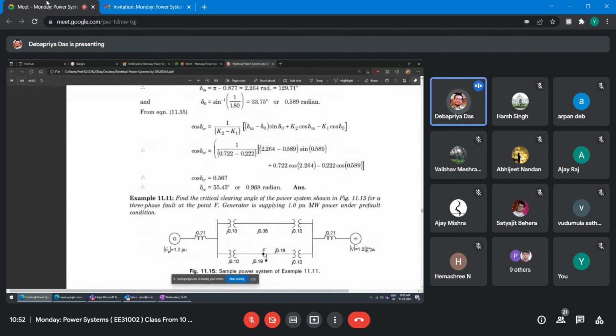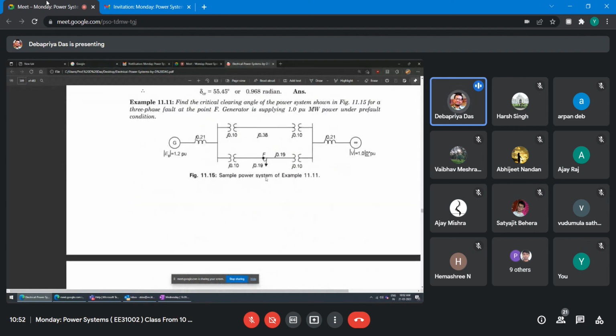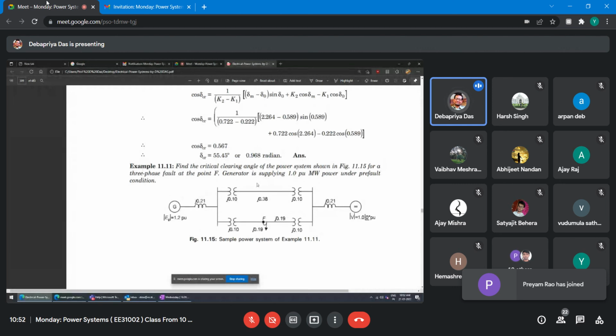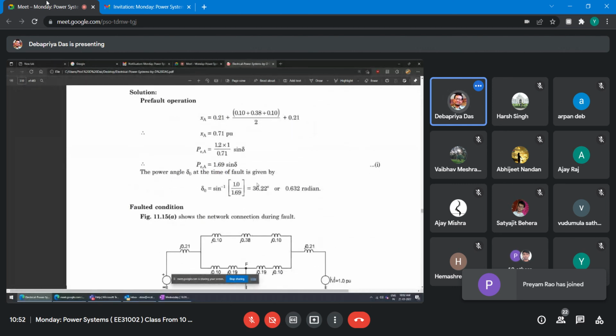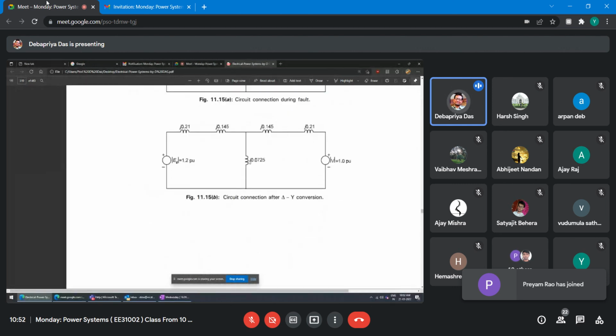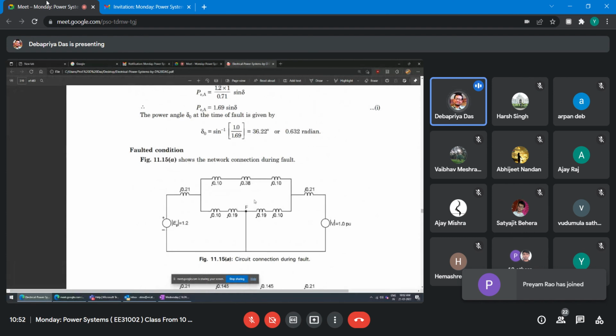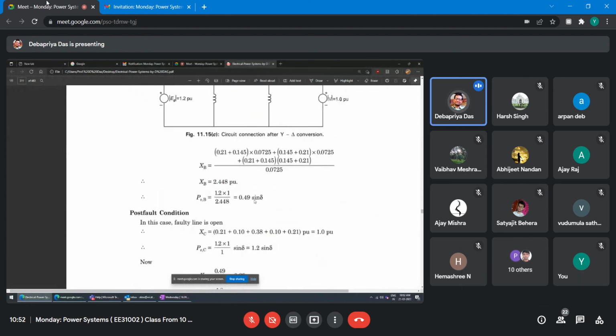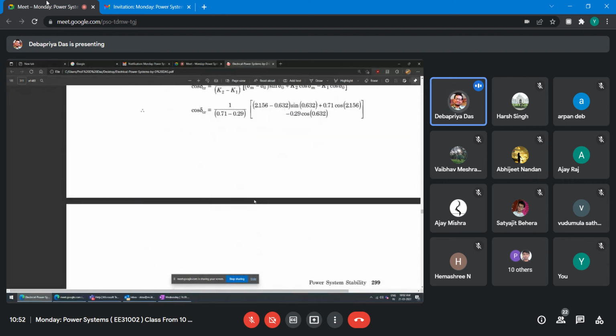And this is a double circuit problem. So the fault is here in the middle of the line. Next class, Wednesday, we'll discuss, right? Some star-delta transformation may come, looking at the case. Those things will come. Ultimately, you have to bring it down to a single equivalent X. That's all, right?